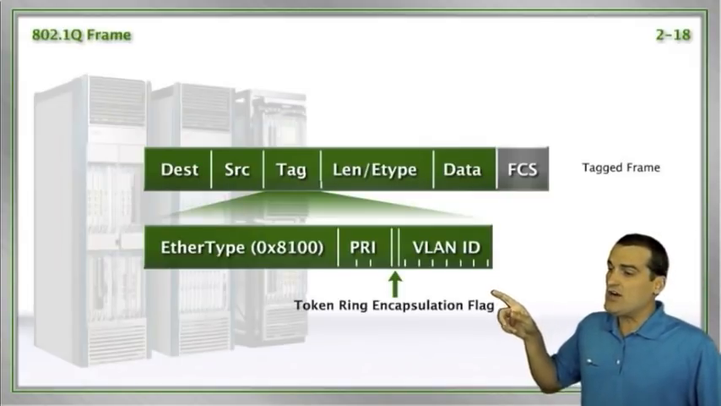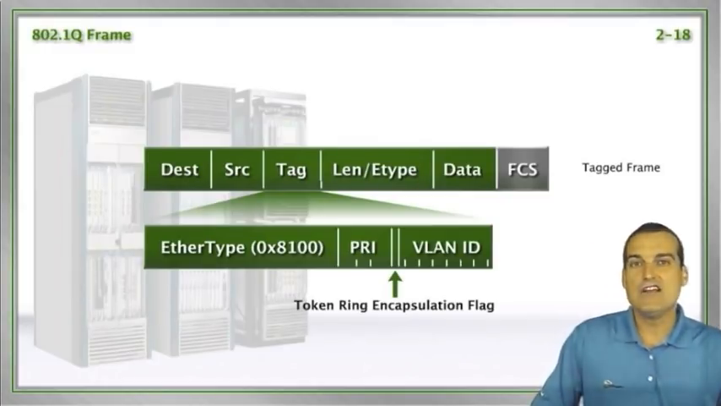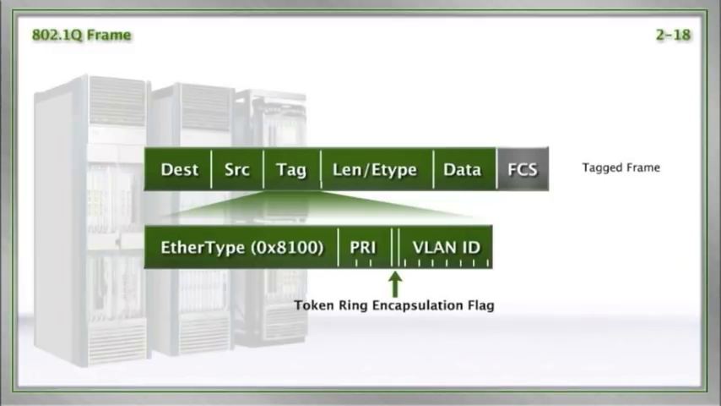And notice the PRI. What's that field all about? Priority. That's right. This is used in quality of service to show that the layer 2 frame might be something very important like voice traffic.